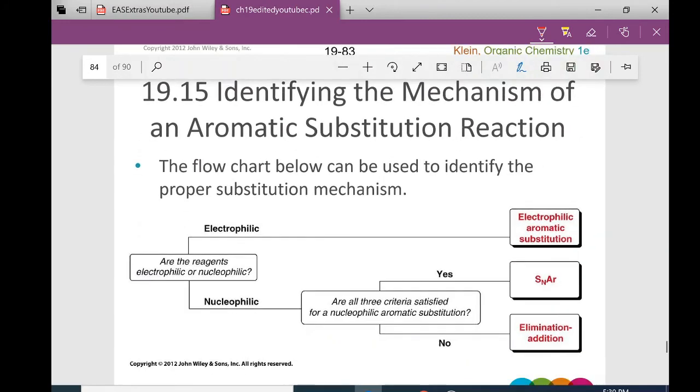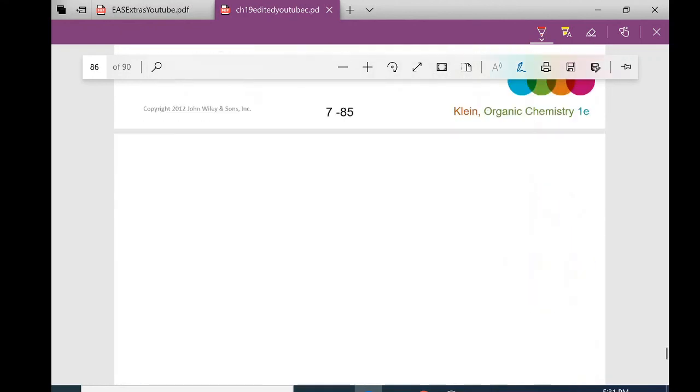So if we want to identify the correct mechanism for aromatic substitution, we need to know whether the reagents are electrophilic or nucleophilic. So we saw that most of our reactions in this chapter were EAS, or electrophilic aromatic substitution. If we have a nitro group ortho or para to the leaving group, we can get the nucleophilic aromatic substitution. If we don't have that nitro group, and we just have the leaving group being substituted, then we get elimination addition. And those are the reactions for this chapter.